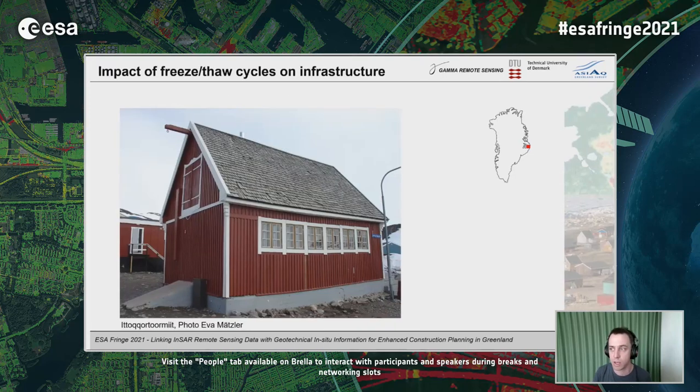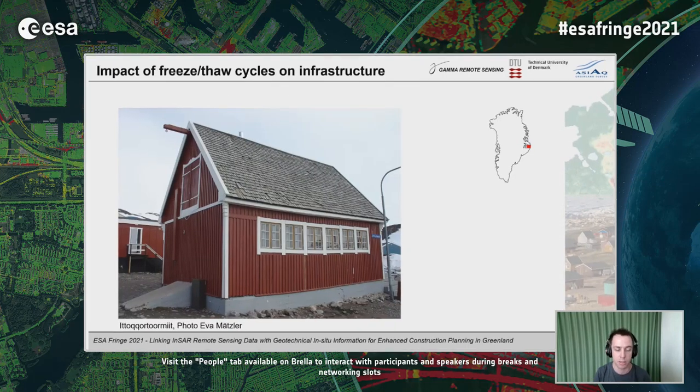So if we look at infrastructure in the Arctic, it's similar as anywhere else in the world. Here is an example of a house. Actually, it's the church of Ittoqqortoormiit in eastern Greenland. It consists of a structural element above ground with the roof and walls. And the interface between the structural elements and the soil is the foundation. Here we have a concrete slab foundation and it sits on the ground or partly within the ground.